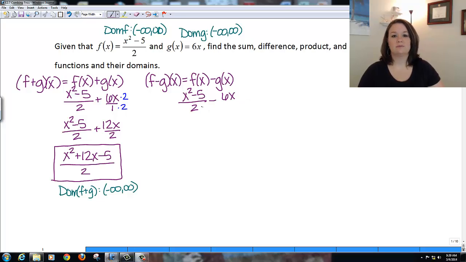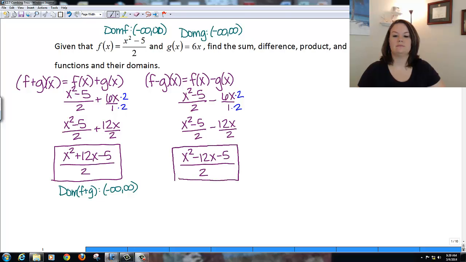Now we already know, because we did this before, in order to combine these, I'm going to need a common denominator. So I'm going to go ahead and write this over 1, which means, again, I'm going to need to multiply on top and bottom by 2 so that these have the same denominator. So I get x squared minus 5 all over 2 minus 12x over 2. And now I can combine the numerators. And again, I'm going to write it in descending order when I combine. So I get x squared minus 12x minus 5 all over 2.